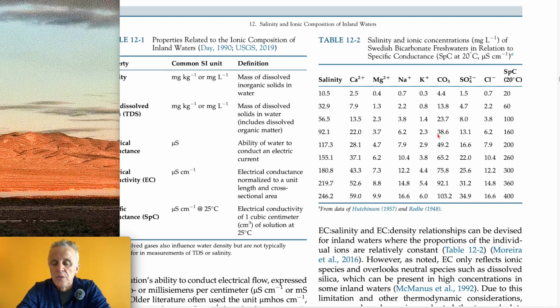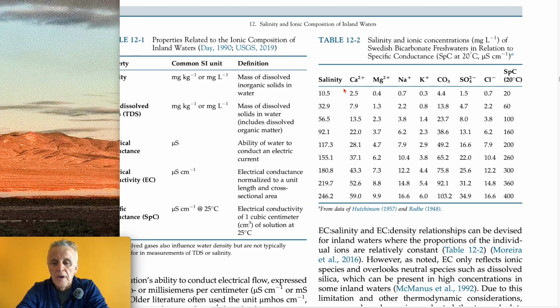Table 12-2. Salinity and ionic concentration in milligrams per liter of Swedish bicarbonate freshwaters in relation to specific conductance. And in this case, the specific conductance is at 20 degrees C instead of 25, and it's in microsiemens per centimeter.